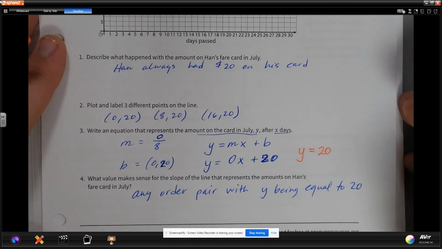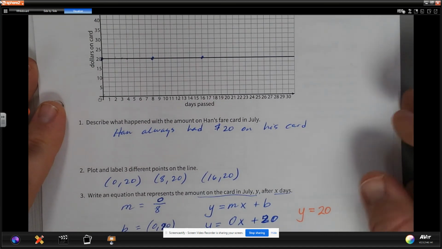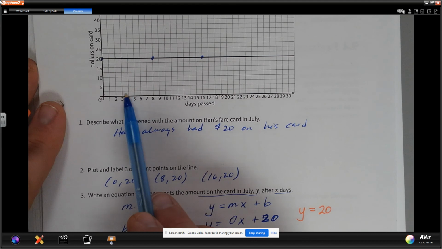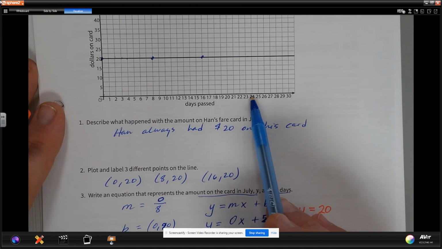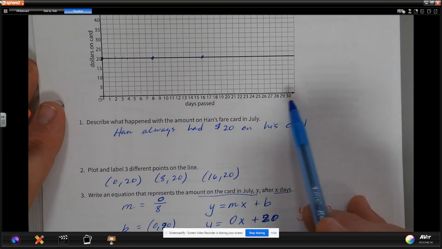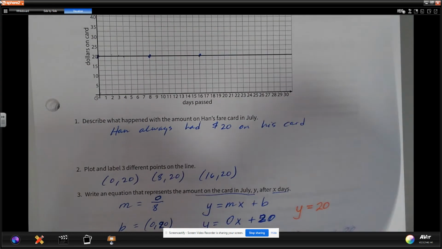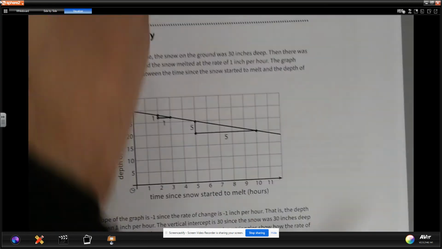If you look back at the graph here, every single day, the 1st, 22nd, 23rd, 24th, 25th, 26th, 27th, 29th, is at 20. Every single day in July is always at 20. And that furthers our evidence that he didn't use his card at all in the month of July. Let's go ahead and look at another one.